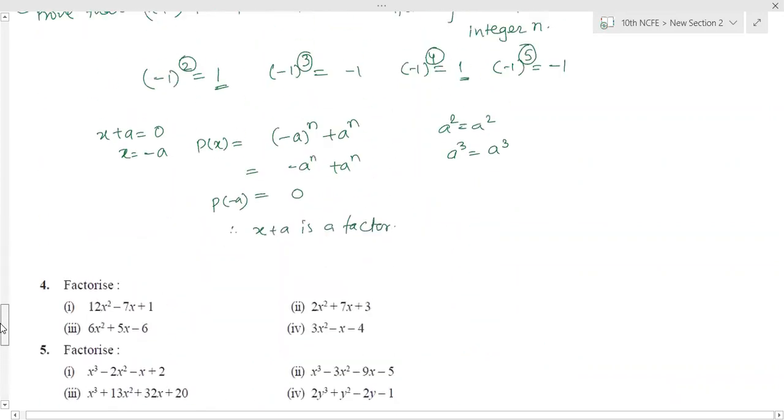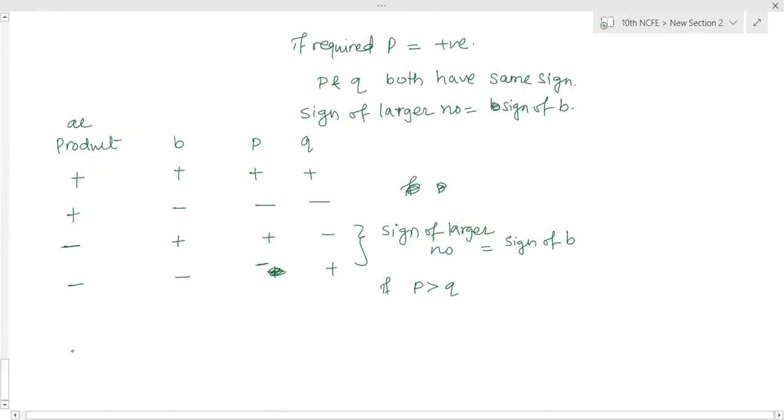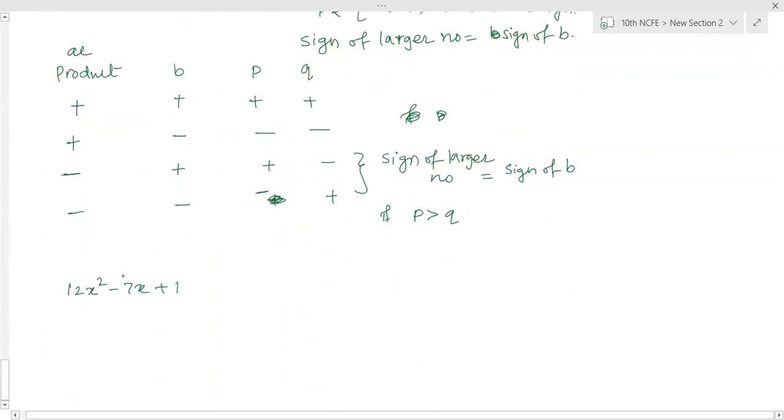So the product of two terms which you have to find out is the product of the x square coefficient and the constant. So here we have 12x square minus 7x plus 1. We have to factorize it. So minus 7 we have to divide into two parts. Now those two, p and q, the product of pq should be equal to ac. So what is a here? 12. And what is c? 1. We are not counting x, only a, b, c. Don't consider x right now.